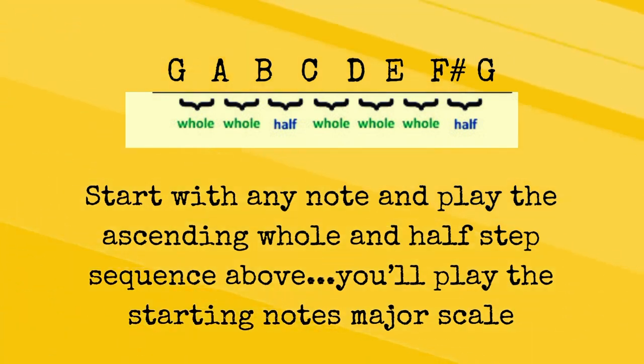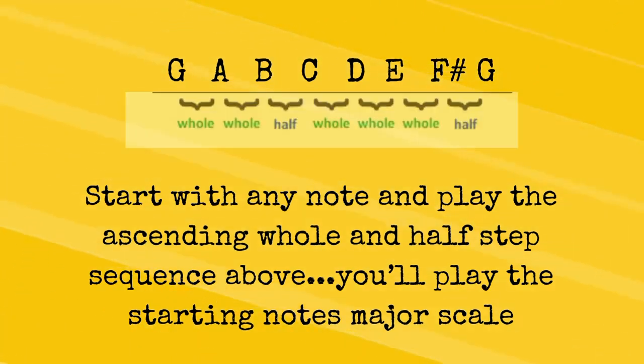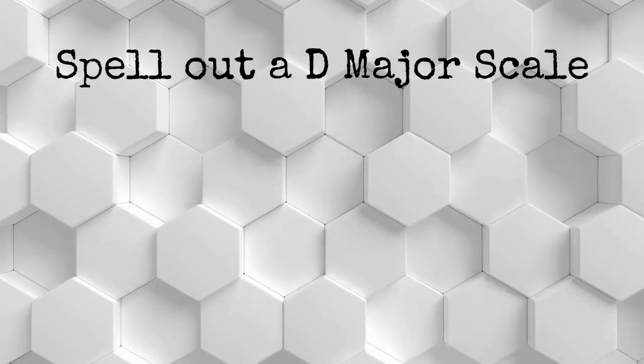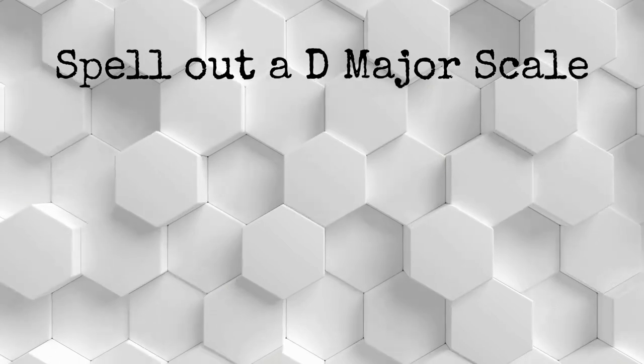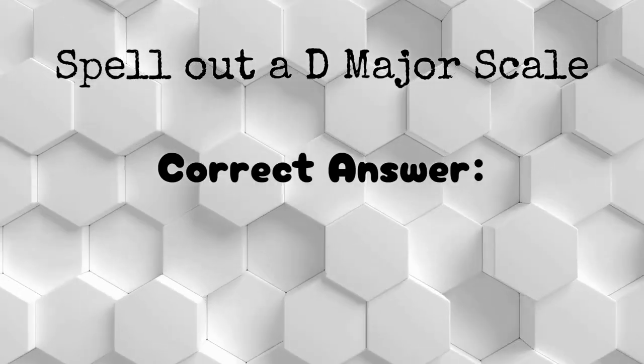Take G for example. The G major scale above is built on the same whole step, half step sequence that we just looked at. Start with any note and play the ascending whole and half step sequence above. You'll play the starting note's major scale. But now that we know the whole step, half step sequence that builds a major scale, spell out a D major scale using that sequence. Here's the correct answer.